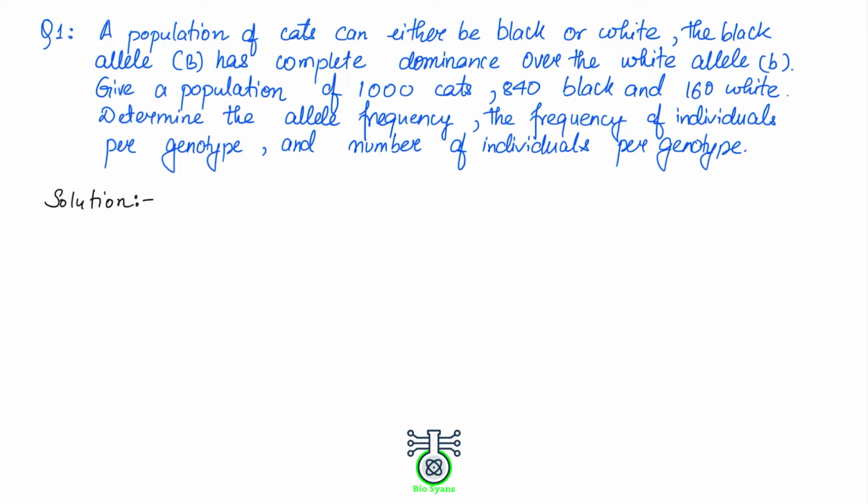In this, I'll just briefly say that there is a population of cats that can be either black or white. Black is the dominant allele, represented by capital B, and the white allele is represented by small b. The population has 1000 cats, 840 black and 160 white. We need to determine the allele frequency, the frequency of individuals per genotype, and the number of individuals per genotype.